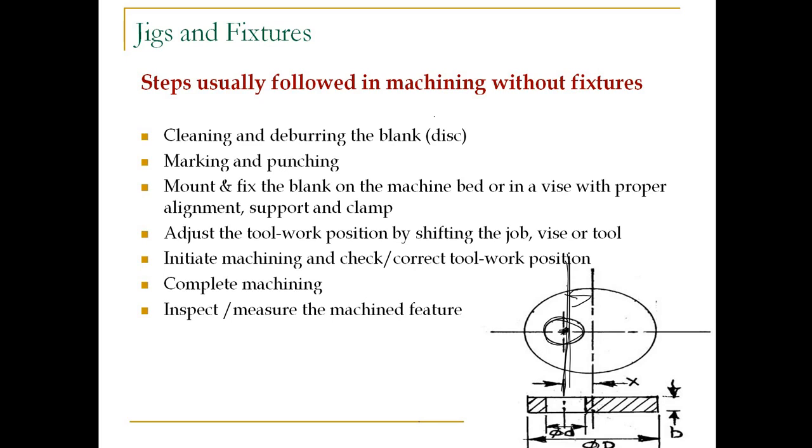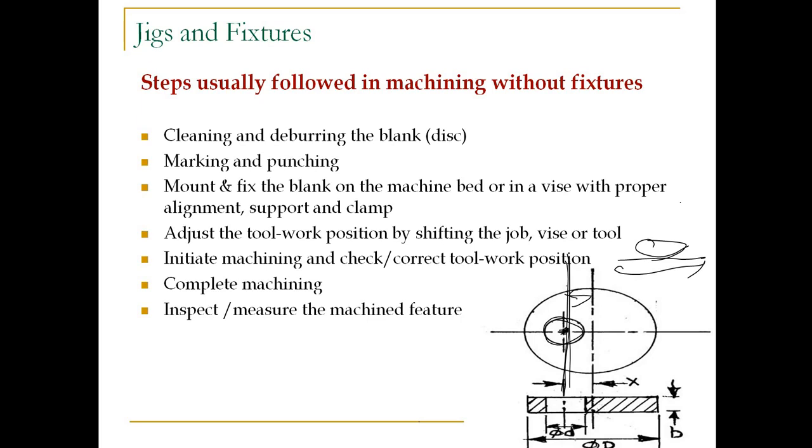As we saw in the previous figure, without using jigs and fixture, suppose on the vise or whatever table is there, suppose this will be the supporting table on which you will have to fix your job, right? The next step will be what? Adjust the tool work position by shifting the job on vise or tool.